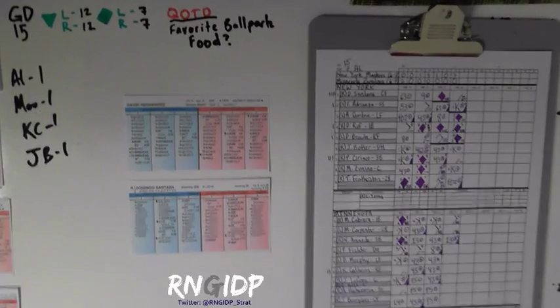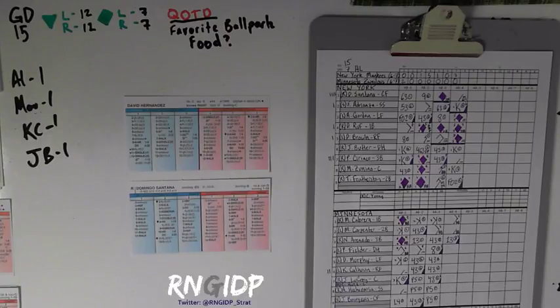But at our ballpark, Coors Field, they sell Rocky Mountain oysters in the concession stands. Do you know what those are? Rocky Mountain oysters? I'll let you stew on that for a second.